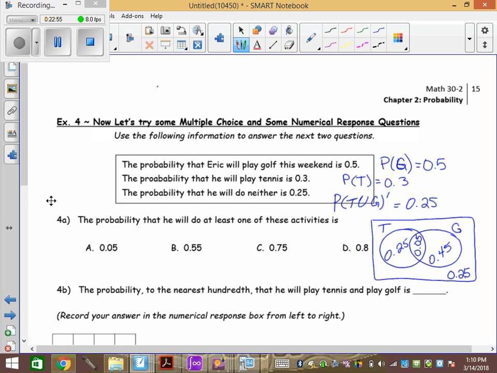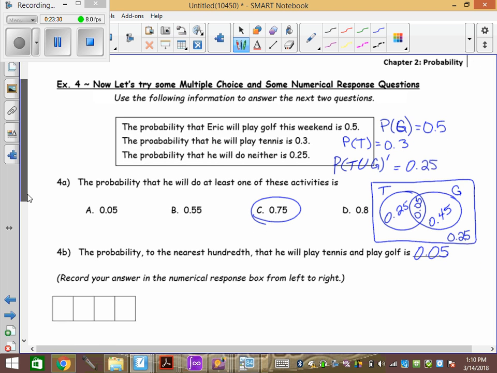Now, the probability that he will do at least one of these activities, at least one, means one or more. Did I have to figure it all out? No, I could go 1 minus the fact that he did none of them, and it's 0.75. But I could actually add these up, and it's 0.75 either way, right? The probability to the nearest hundredth that he will play tennis and play golf is 0.05. Once you have the Venn diagram done, it's really easy to do the rest. You just answer the questions.